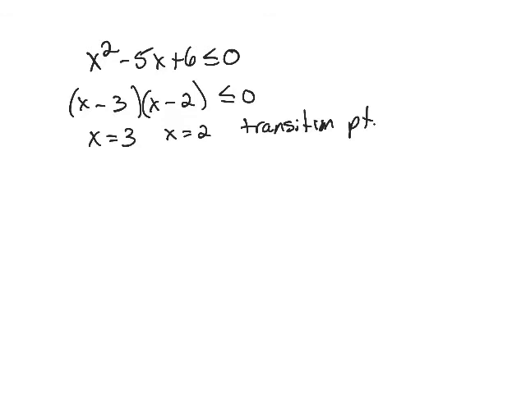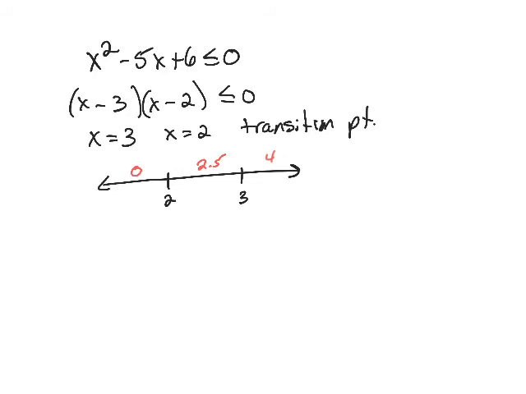Okay. So I'm going to do a number line here. And I have a 2 and I have a 3. I need my product to be negative, so I'm looking for the answers that are going to give me a negative value. I'm going to use test points. 0 is an easy one here. I'll do 2.5, and I'll do 4.